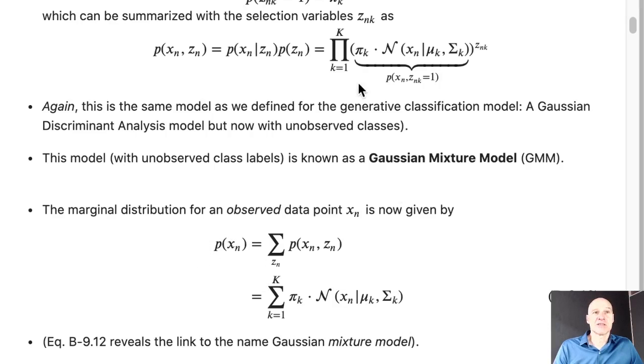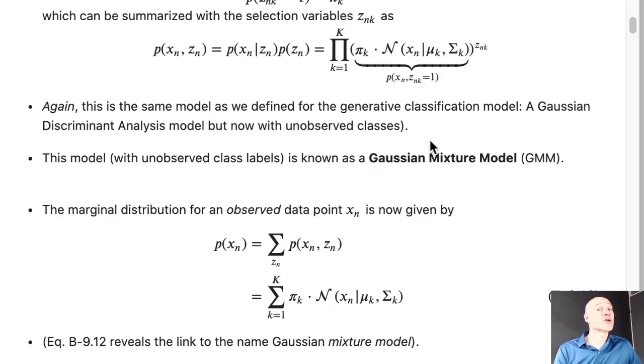This model is the same as this model. Here it's been written as a joint over all variables in the system, x of n and unobserved variable z of n, and here just as a marginal over the observed variables. Now, there is a difference between the parameters mu k and pi k and z of n of k.